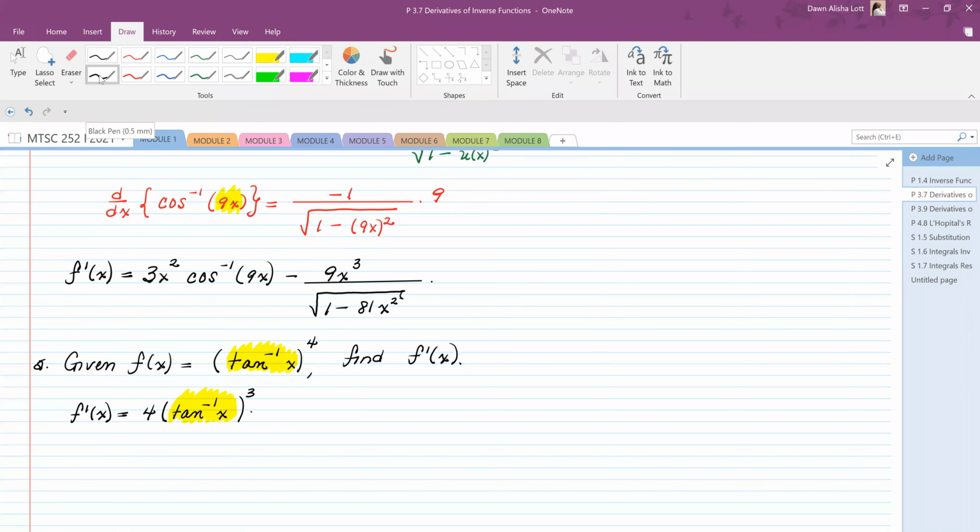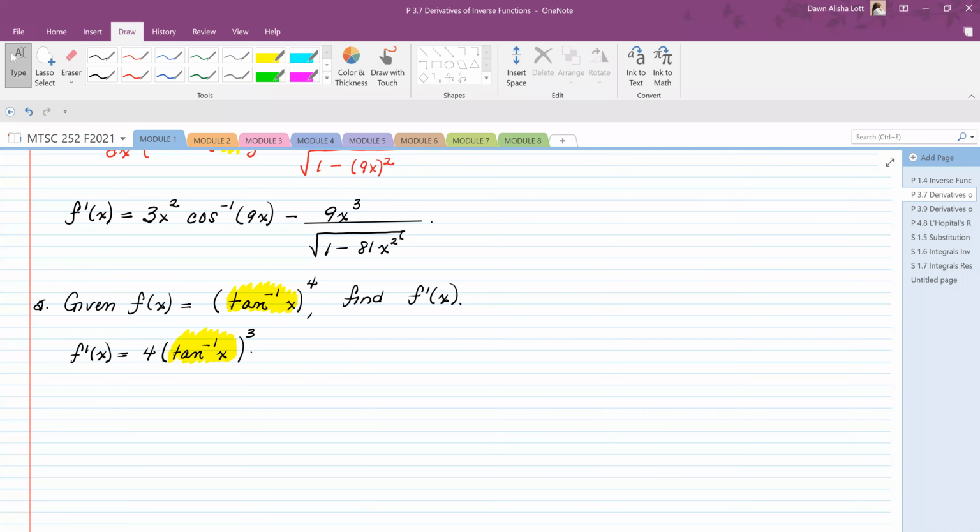Okay. So the derivative of arctangent, that's one of my favorites. That's a nice, easy one. That's just 1 over 1 plus x squared. So you get 4 times the tan inverse of x cubed divided by 1 plus x squared. And that's the end of that problem.